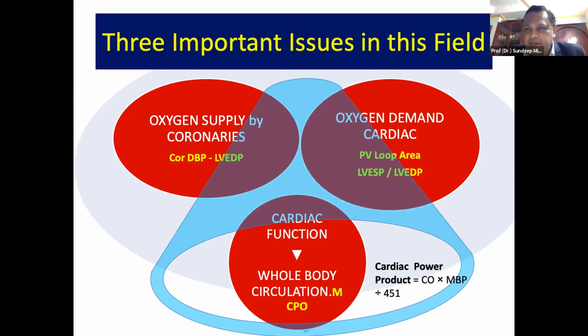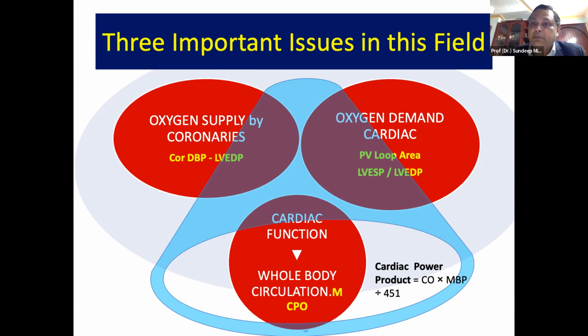So coming to cardiogenic shock, as Dr. Ram said, there are three things that are very important in this particular field. One is the issue of oxygen supply by coronaries. We talk of blood supply, but I will say oxygen supply because ultimately it's oxygen that is being supplied by coronary arteries, and that is determined by coronary diastolic blood pressure minus left ventricular end-diastolic pressure. So that difference gives us the blood flow through the coronaries and essentially the oxygen supply by the coronaries.